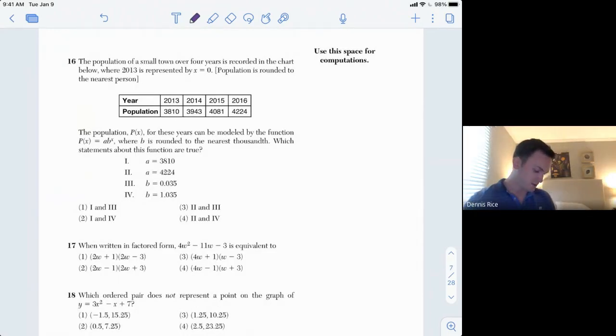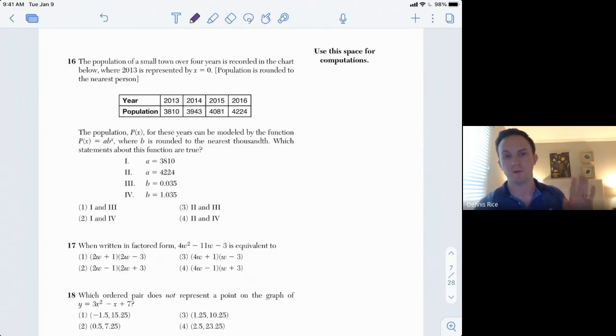Okay, which statement about this function is true? Okay, so you need a calc for this. So this is just an exponential regression on your calculator. This is a good example of, hey, I'm not a calc person. I don't really pay attention to the buttons. You would need to know how to use the calculator to answer something like this. So we're going to go into our list. There's a weird thing here. I don't want to type 2013. It says 2013 is 0, which means 2014 is 1, 2015 is 2, 2016 is 3.